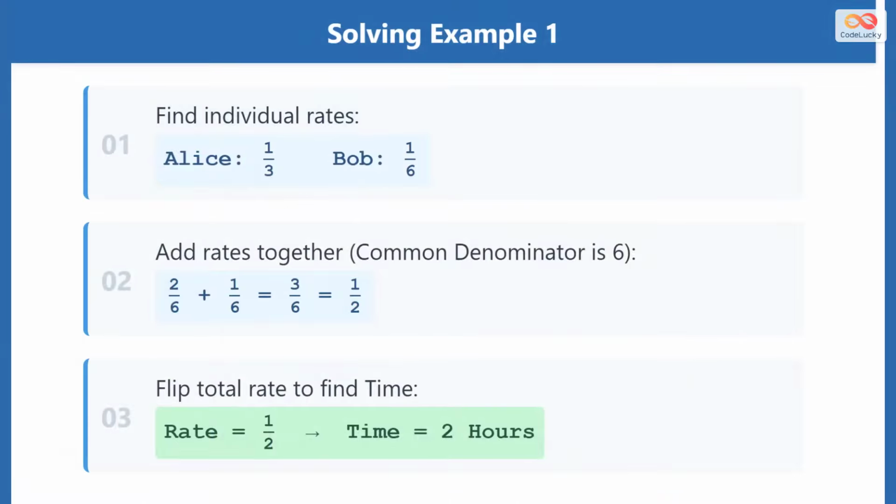Here is the step-by-step solution. First, find their individual rates. Alice is 1/3 and Bob is 1/6. Second, add these fractions. 1/3 plus 1/6 equals 3/6, which simplifies to 1/2. This means their combined speed is half the job per hour. Finally, flip this fraction to find the time. 1/2 becomes 2 hours.